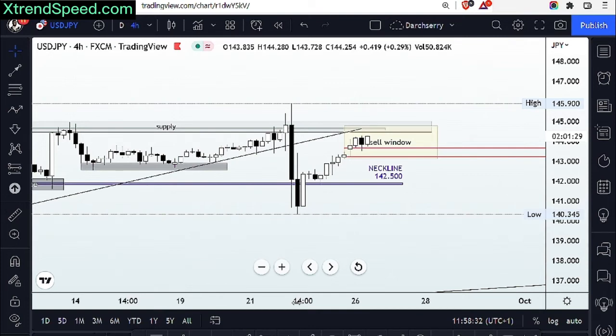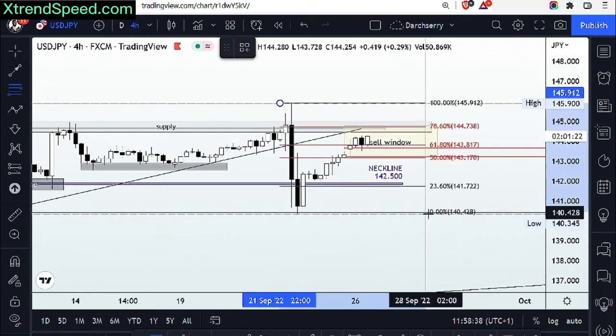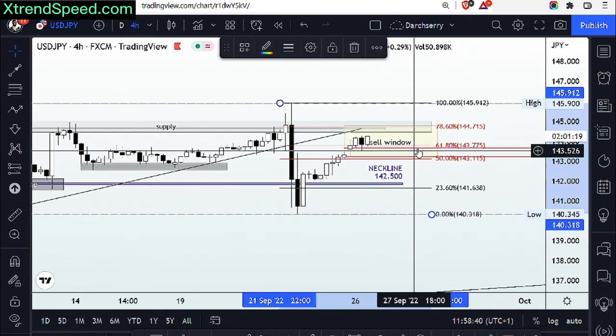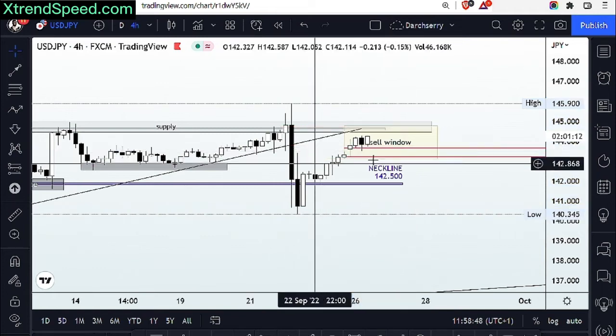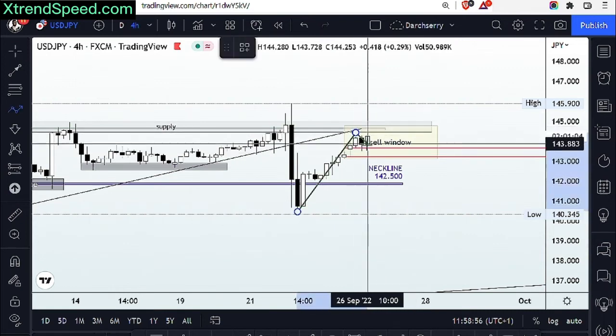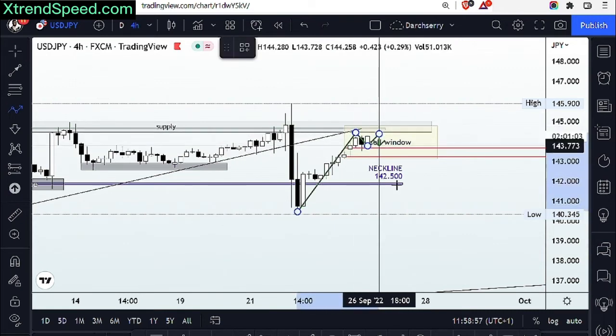The golden zone area is right within the 50% and the 78.6% of the previous impulse leg, which I was able to identify at around the 143.100 area and the 145 Japanese yen area. So we had a sell window here, and I said, fine, if price comes within my sell window, I want to be looking out for reversal patterns or multiple rejection of this level to join the decline to the downside.